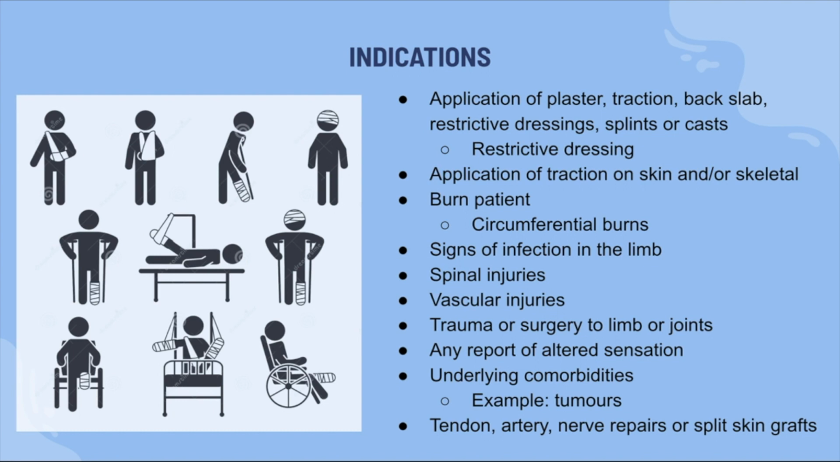Underlying comorbidities are also indicated, for example, tumors. Tumors could obstruct nerve function and blood flow, which could cause peripheral circulation, motion, and sensation to be affected. And lastly, tendon, artery, nerve repairs, or splint skin grafts. Grafts have a chance of being rejected, which means that the grafted body part is not properly functioning, which will cause the peripheral circulation, motion, and sensation of the body to be damaged. Any injury that could indicate nerve damage would actually permit a neurovascular assessment.